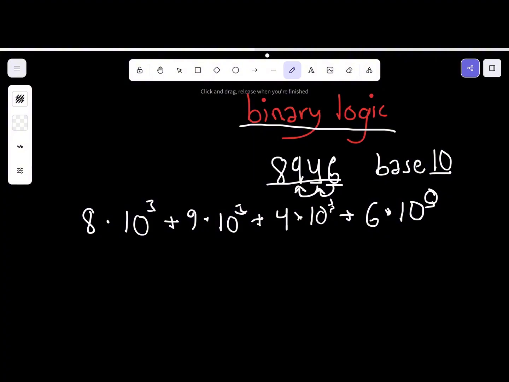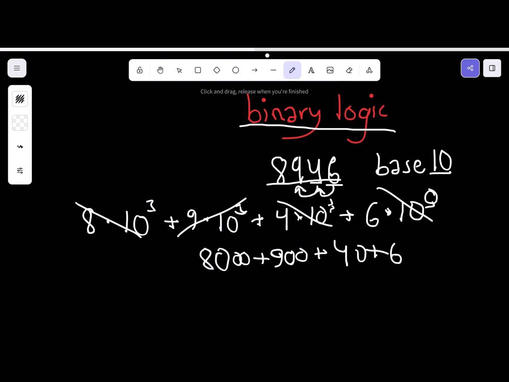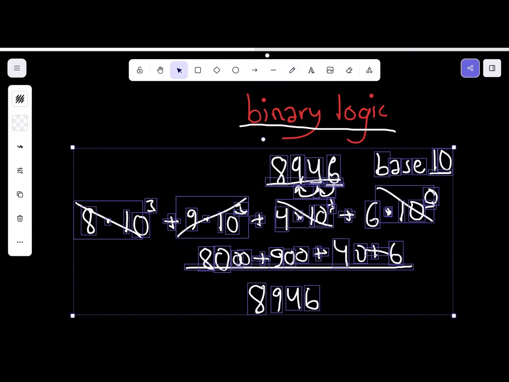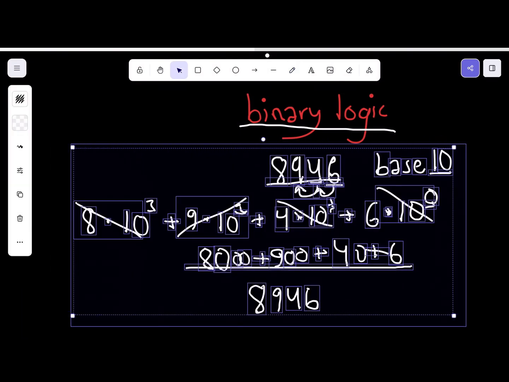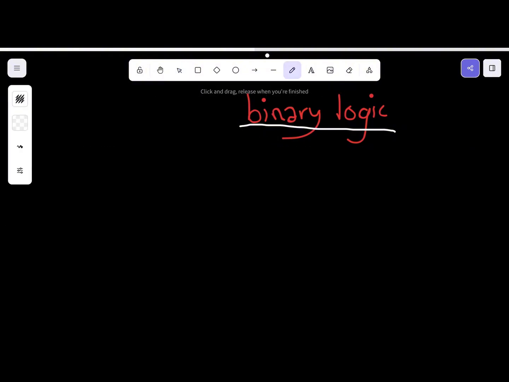So 6 times 10 to the 0, 6, plus 4 times 10 to the first, 40, plus 9 times 10 to the second, 900, plus 8 times 10 to the third, 8,000. And we add all these numbers up. Sorry for the sloppy handwriting, by the way. 8,946. And you might be wondering, why is this so important? Why is this such a useful tool? Well, it's because we could convert from any bases.